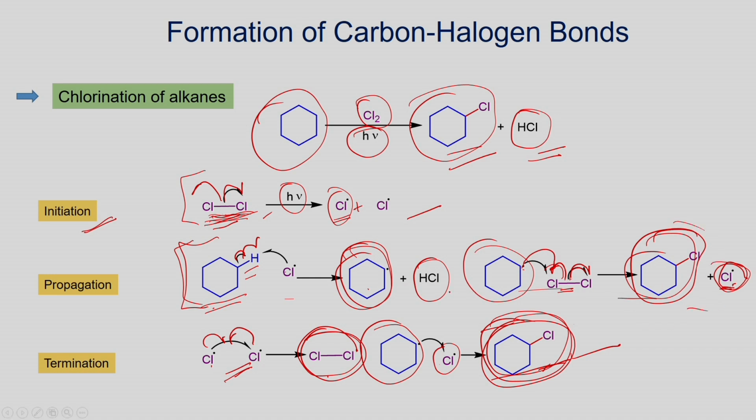Once the substrate is consumed, whatever radicals you have, two radicals can combine together and form chlorine. That is known as the chain termination step. And this is about radical reactions. Here the use of light is shown.